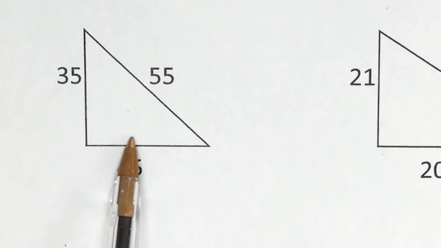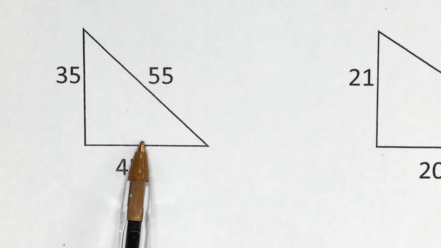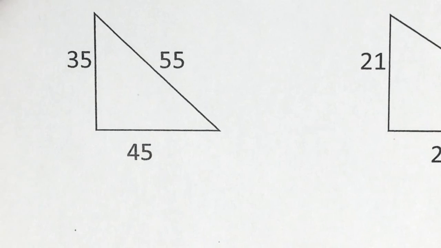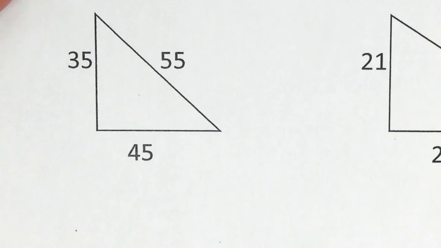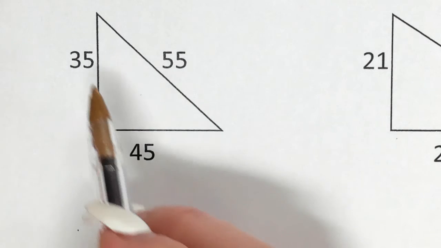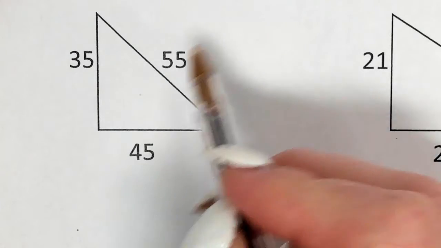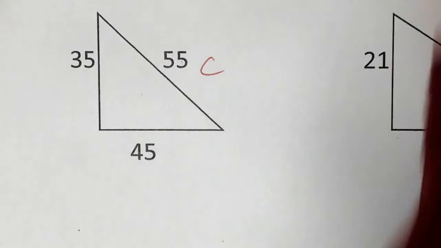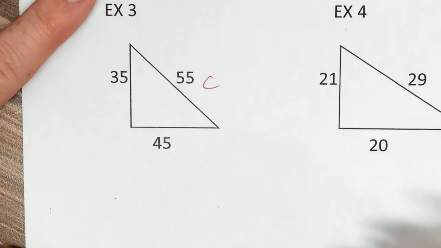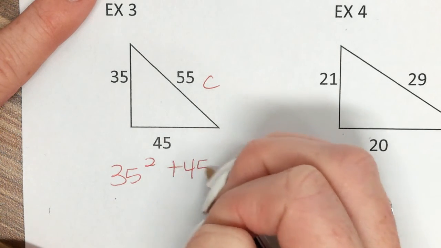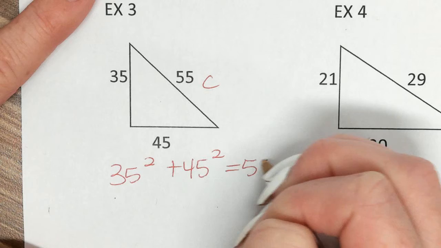Does this look like a right triangle? It looks like it, but I can never assume. I always have to see if it's a right triangle by doing Pythagorean theorem. So, which one of these is the biggest? 55. So that would have to be the C. So I would say, is 35 squared plus 45 squared equal to 55 squared?